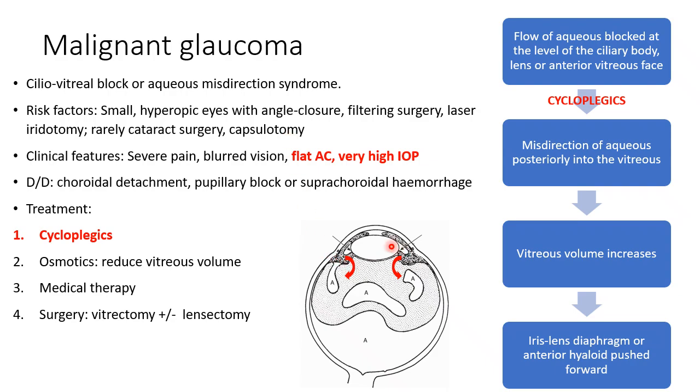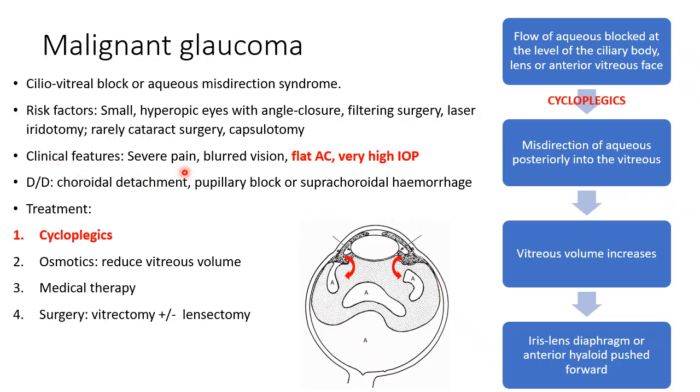So the problem is here. Something is preventing aqueous from flowing forwards, as a result of which it is flowing backwards. Now that something can be at the level of the ciliary body, at the level of the lens, or at the level of the anterior vitreous surface, that is the anterior hyaloid. Studies are still ongoing as to what exactly causes this.